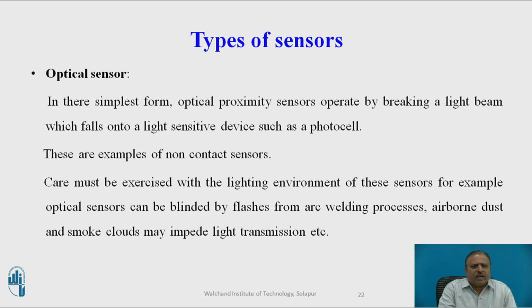Optical sensor. In their simplest form, optical proximity sensors operate by breaking a light beam which falls onto a light sensitive device such as a photocell. These are examples of non-contact sensors. Care must be exercised with the lighting environment of these sensors. For example, optical sensors can be blinded by flashes from welding processes. Airborne dust and smoke clouds may impede light transmission, etc.